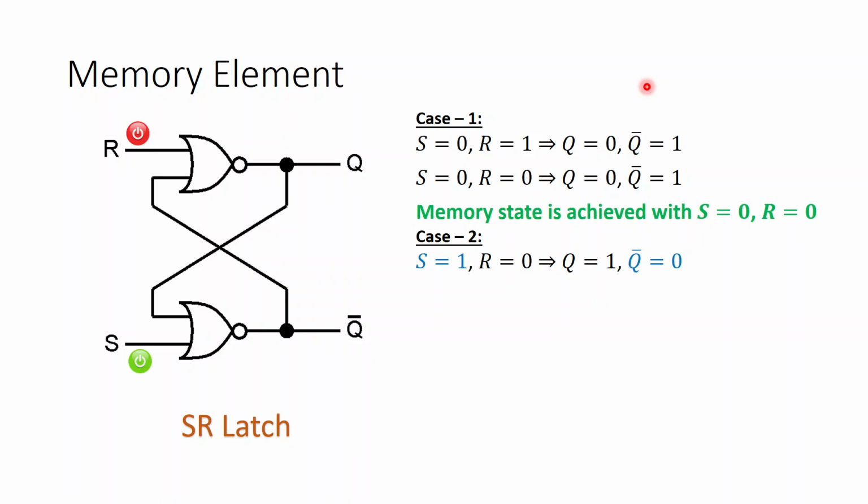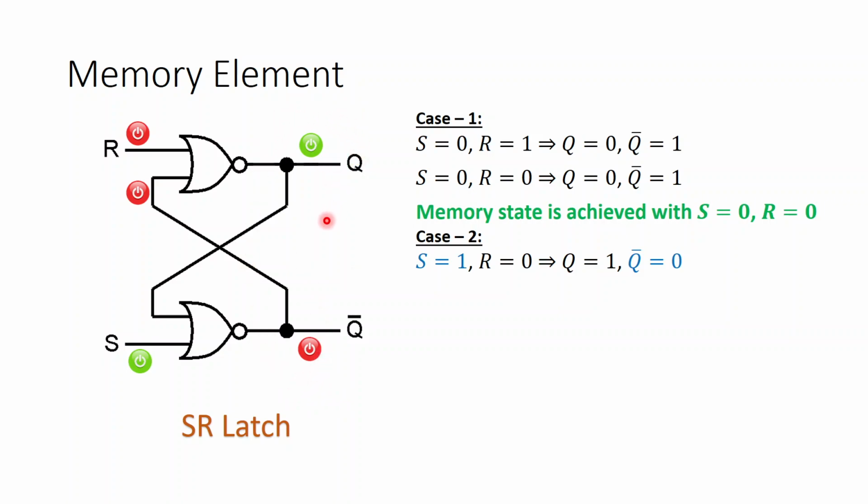So we have S equals 1, R equals 0. So when S equals 1, that means this output of the S NOR gate will become 0, definitely. So this becomes 0. So now the inputs of the R NOR gate are both 0, so the output of the R NOR gate will be 1, and hence this would be the stable state. This would be the stable output. So this output will appear and then it will remain like this.